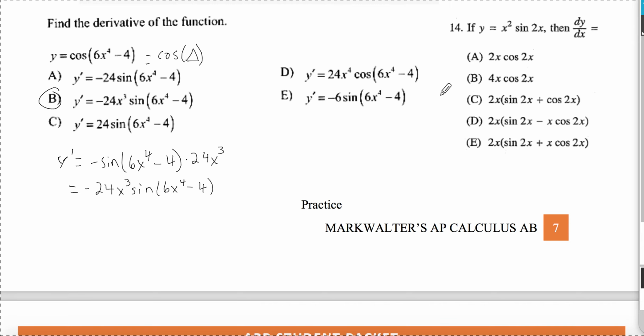Okay, and our very last one as an example. Sorry, this one is another reminder of chain rule. Be ready for chain rule. All right. And 14, what do we got over here? X squared sine of 2x.